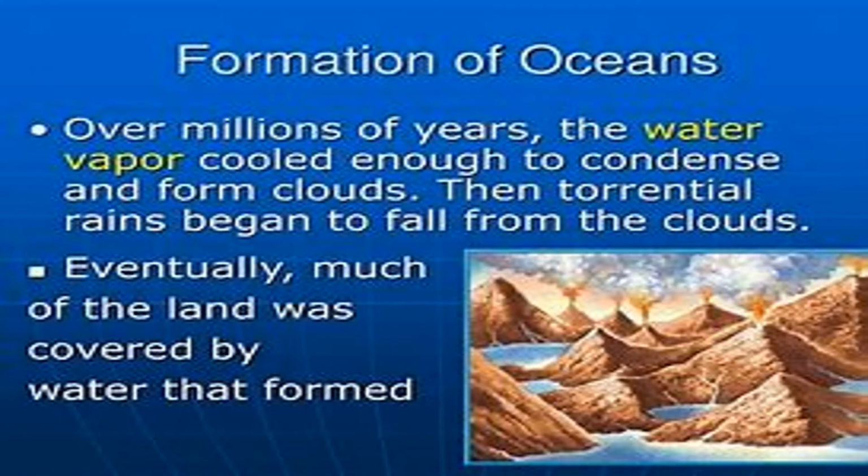Formation of oceans. So, Earth began as a cloud of dust and hot gases. After the Earth's surface had cooled down over millions of years, the water vapor cooled enough to condense and form clouds. Then torrential, means heavy, rainfall began to fall from the clouds. So eventually much of the land was covered by water. So this water gets collected into the hollows. You can see depressions are present here, and these depressions became oceans later on.